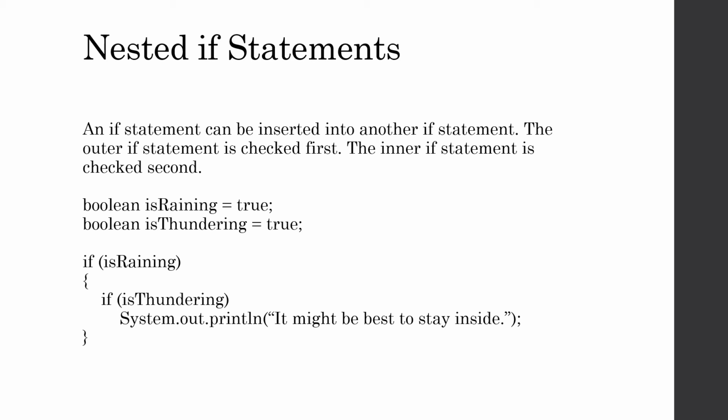We're going to say if is thundering. If that's true, then we'll execute what's inside of it, which is that single print statement. In this case, it's going to say it might be best to stay inside, which seems reasonable. If it's raining and thundering, it's probably a thunderstorm. So let's go ahead and add this in.